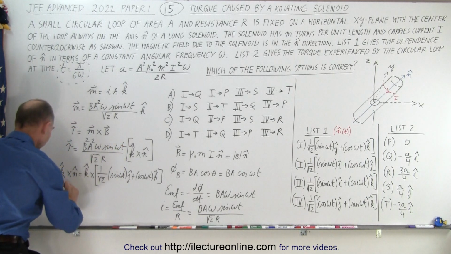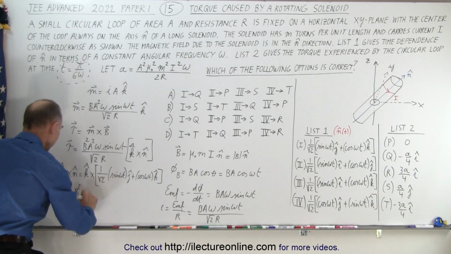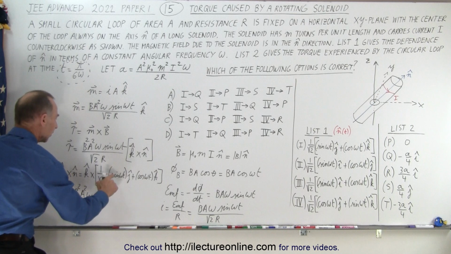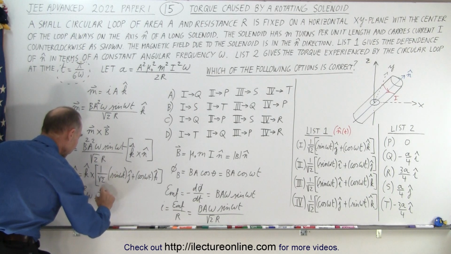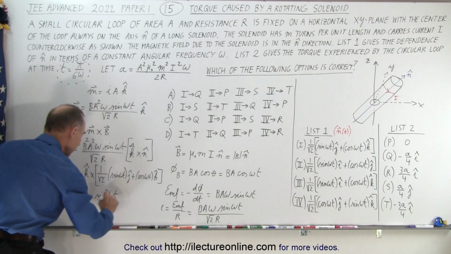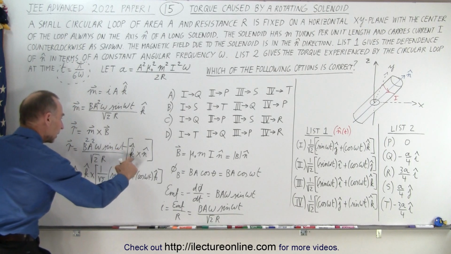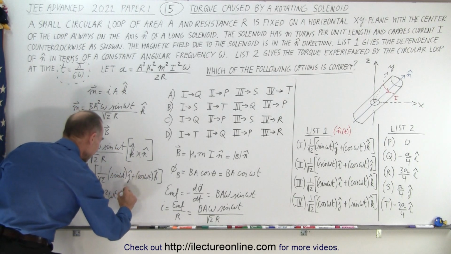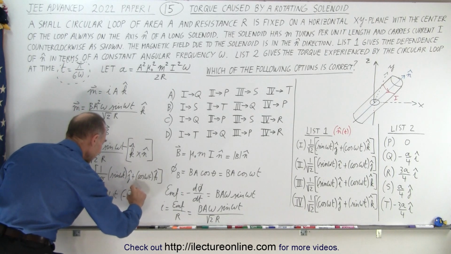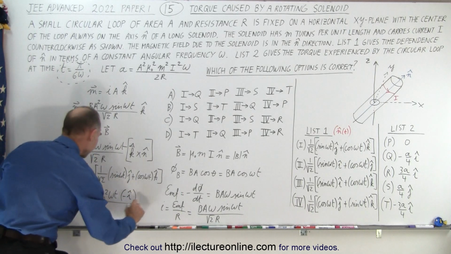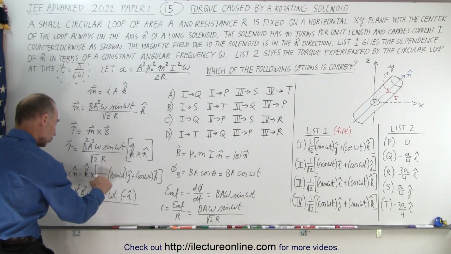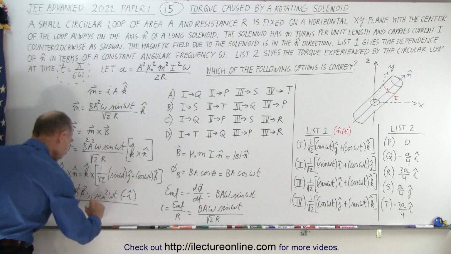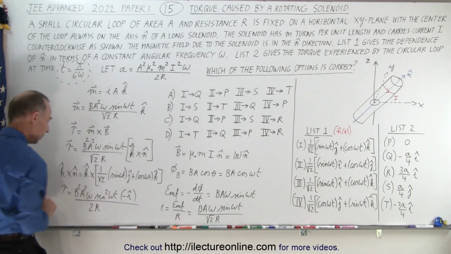So that means that the torque is going to be equal to b squared a squared omega sine omega t times the sine of omega t, which is a sine squared of omega t. k cross n is going to be a negative i divided by the square root of 2r times the square root of 2. So square root of 2 times the square root of 2 gives us 2 times r.